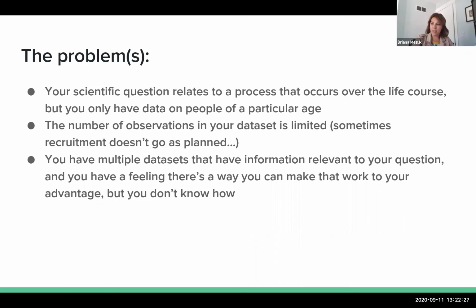So for example, if you're interested in the development of disability, and you're using the Health and Retirement Study, that study only recruits people after age 50. And so obviously stuff was happening between age 0 to 49, but you don't know anything about that on HRS participants. Or there could be a situation where the number of observations in your data set is limited.